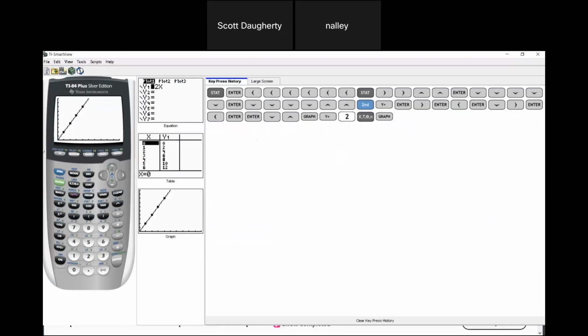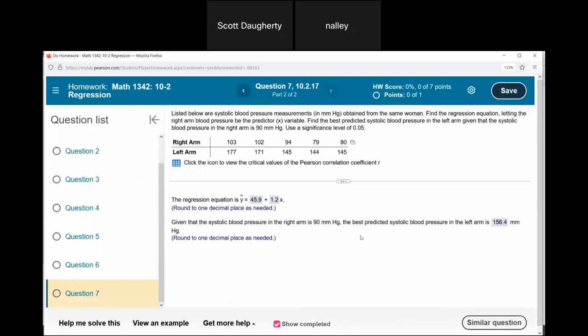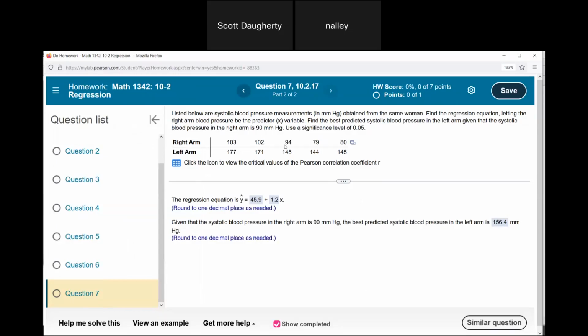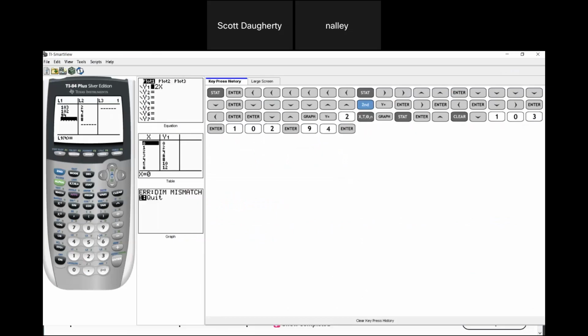So I'm going to go ahead and just do this on the calculator. I'm going to go to Stat, Edit. I'm going to clear out the first column, put the X values in L1: 103, 102, 94, 79, and then 80. So those are my X values.